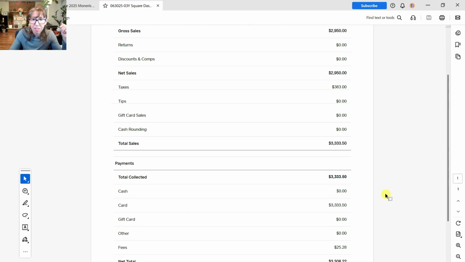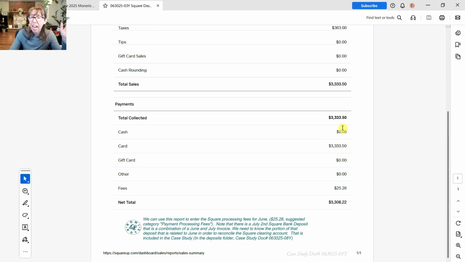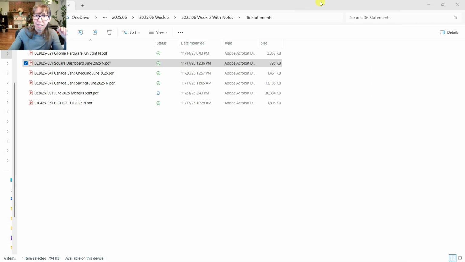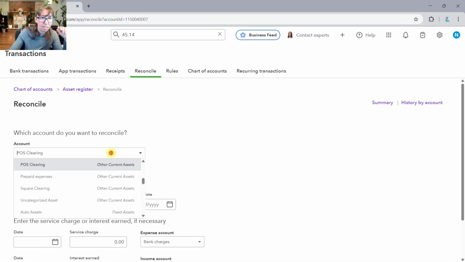So moving further down the dashboard, it says no cash was processed through Square, but for the total of $3,333.50, it was all paid by card, debit or credit, and the total fees that were held back by Square was $25.28. So therefore, we should expect to see $3,308.22 coming into our bank related to the June Square payments of this total collected right here, $3,333.50. So let's go ahead and see where this might cause us some work.